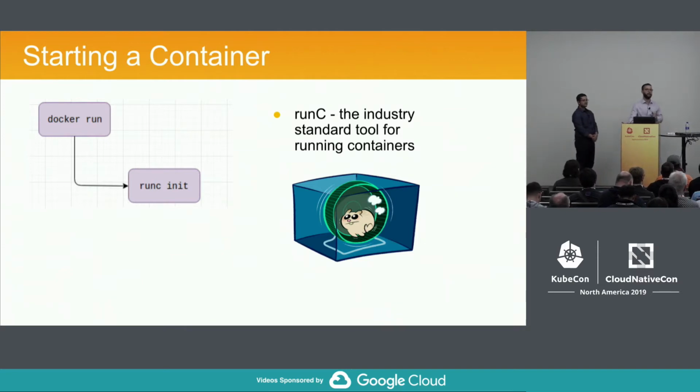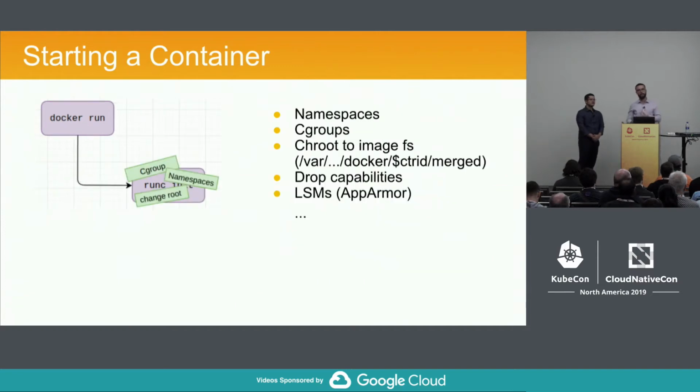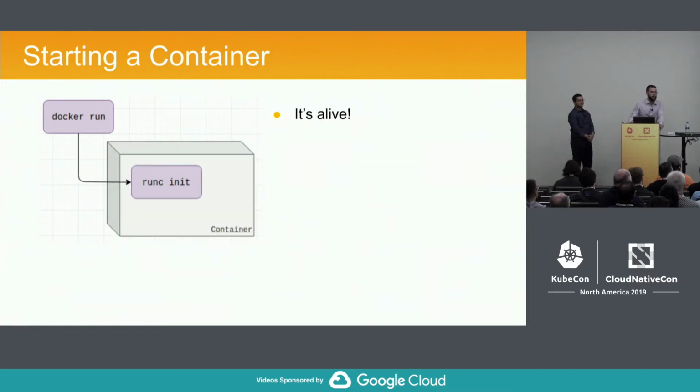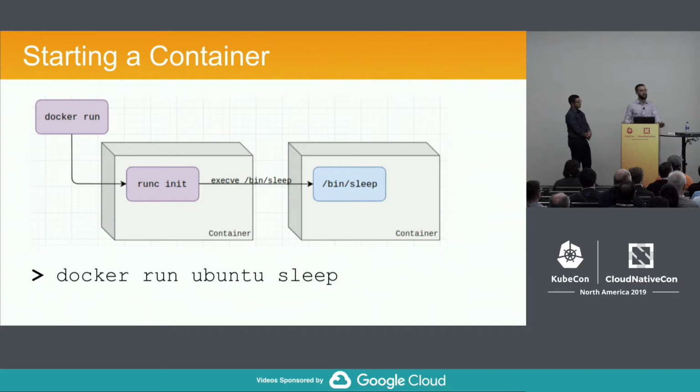So Docker uses runc, which is the industry standard tool for all the low-level stuff of actually running the container. And it spawns a helper process called runc init. And what runc init does is start building the container around itself. So it enables several isolation features supported in the kernel that you probably heard about, like namespaces, cgroups. It roots to the image file system, which for Docker is at this path, and does all sorts of other things. And then once it enabled all of those restrictions, it is isolated enough from the host to be considered a container.